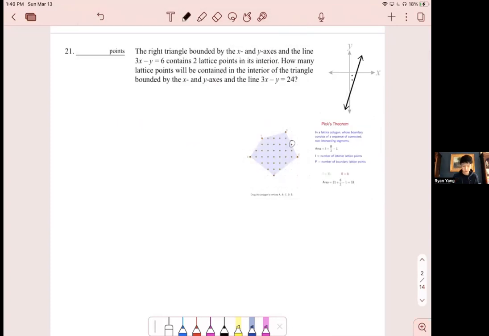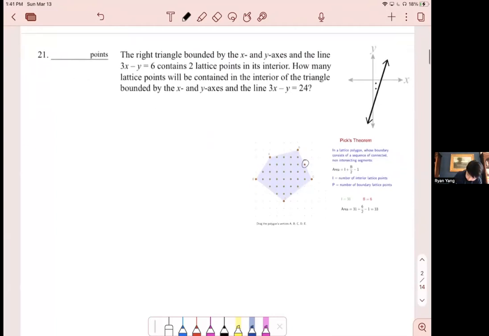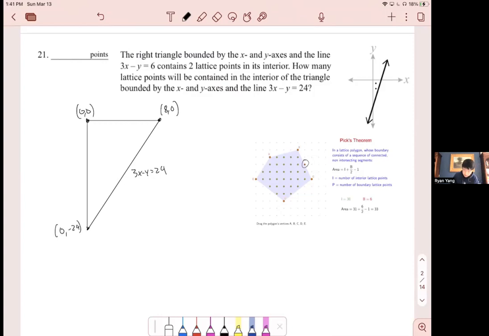Technically I could go through the motions of the proof of Pick's theorem for a right triangle in this problem, but I'm just going to apply Pick's theorem because it's easier. Okay. So the figure we're working with is this little triangle here, and we're trying to find the number of interior points.